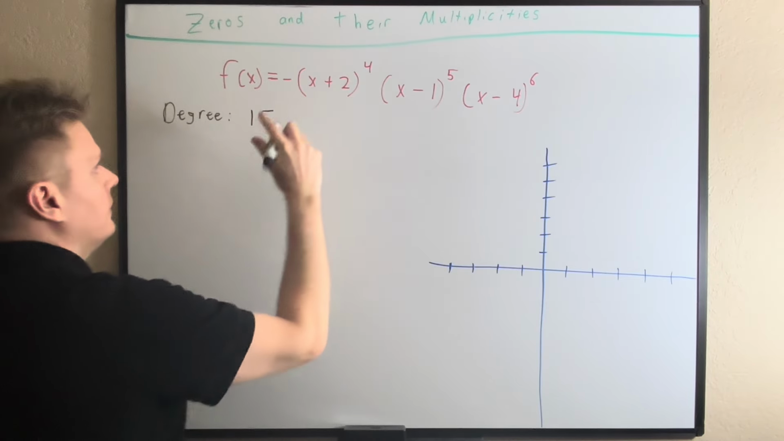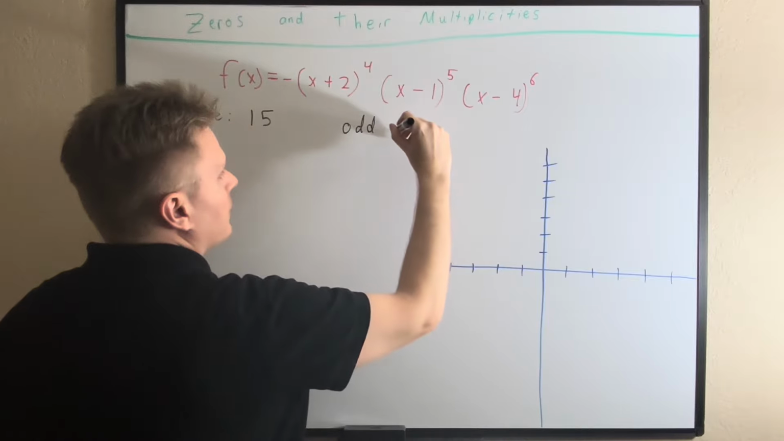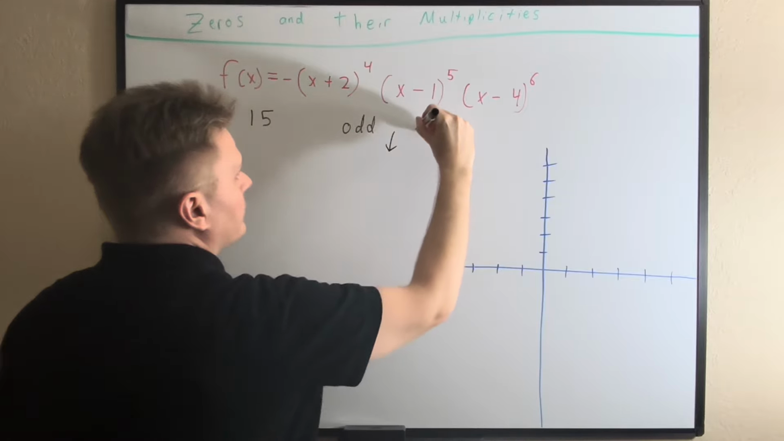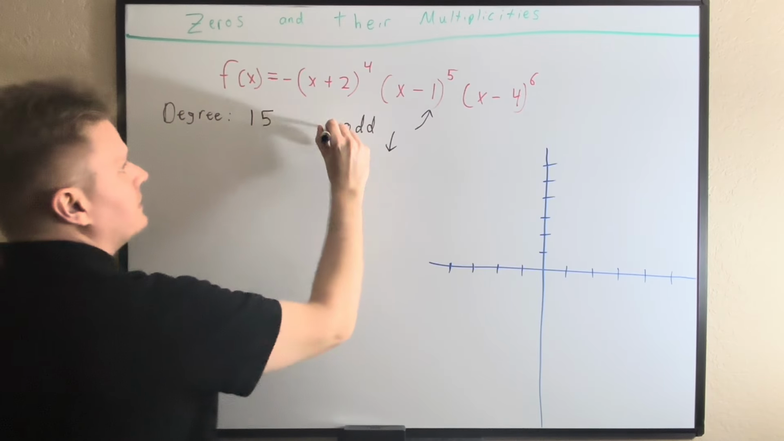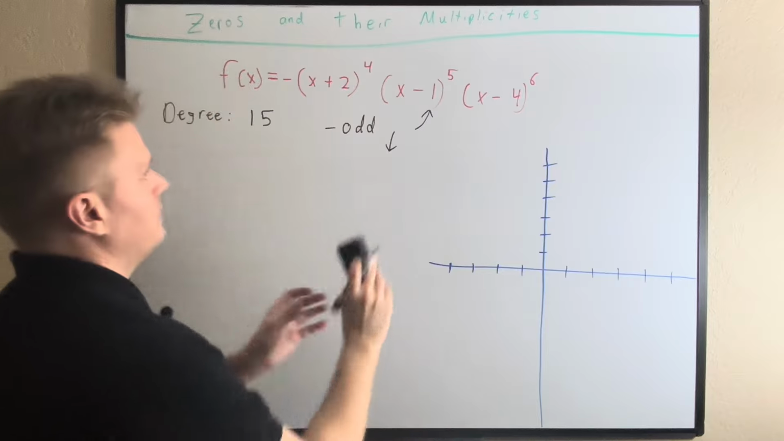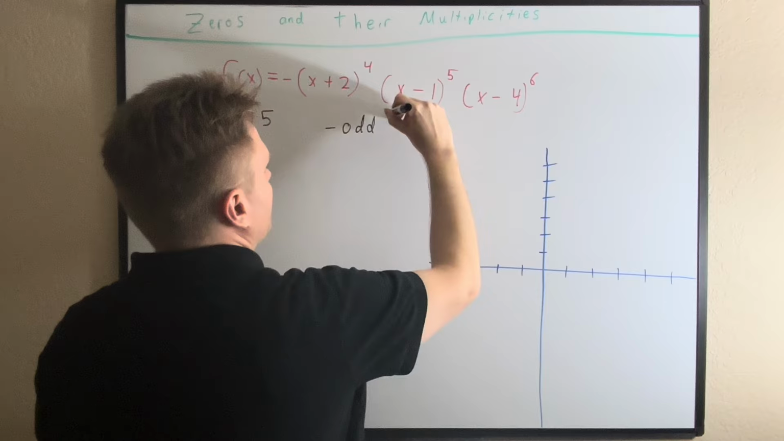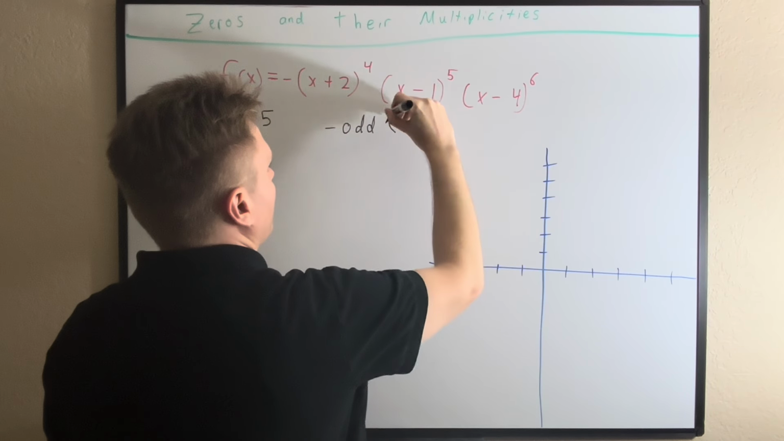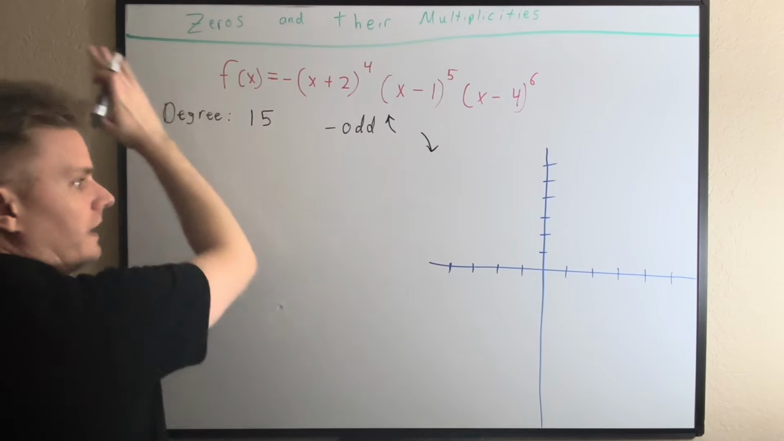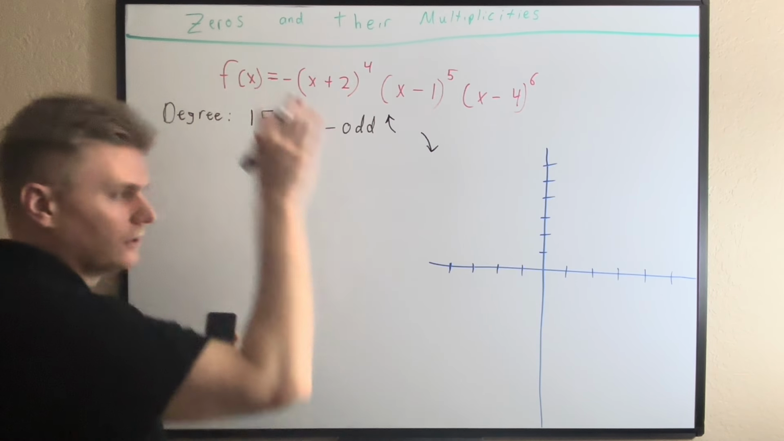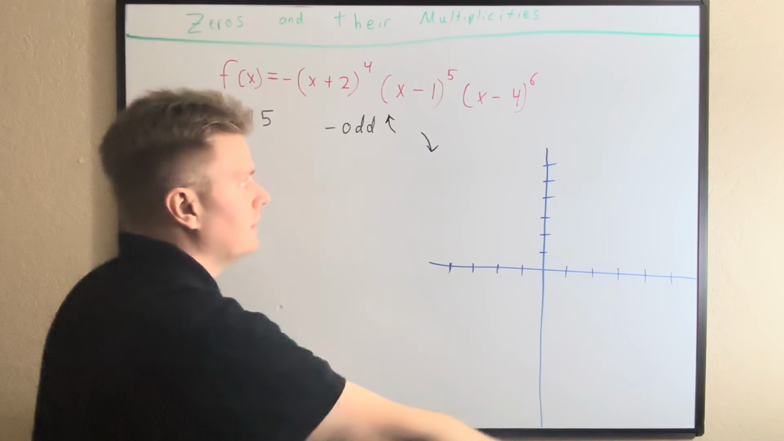Because it's odd. It's an odd number, which means our end behavior of our graph will look something like this, right? But there's a negative out in front, so it's negative odd, which means we're going to start off going up and then going down to the right. Up to the left, down to the right. Just like when you're graphing a line, right? If the slope is negative, it's going down to the right.